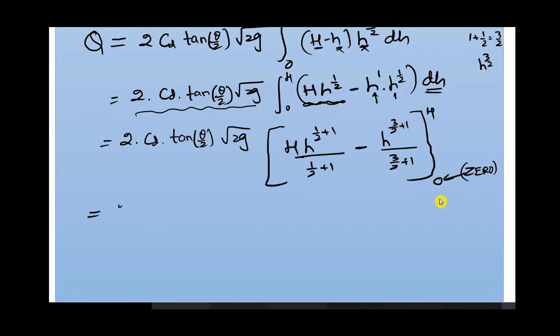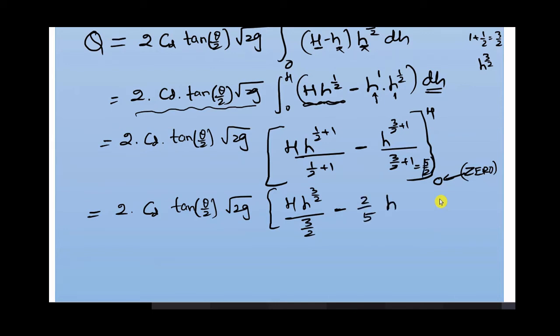So 2 Cd as it is, tan theta by 2 also as it is, square root of 2g is also as it is. So h also I will write as it is now. So h to the power of 1 by 2 becomes h to the power of 3 by 2, divided by 1 by 2 plus 1, which is again 3 by 2. Minus, 3 by 2 plus 1 is 5 by 2. Here it will be 5 by 2. So this 5 by 2, if you take it in the numerator, will become 2 by 5, h to the power of 5 by 2 between the limits 0 to h.